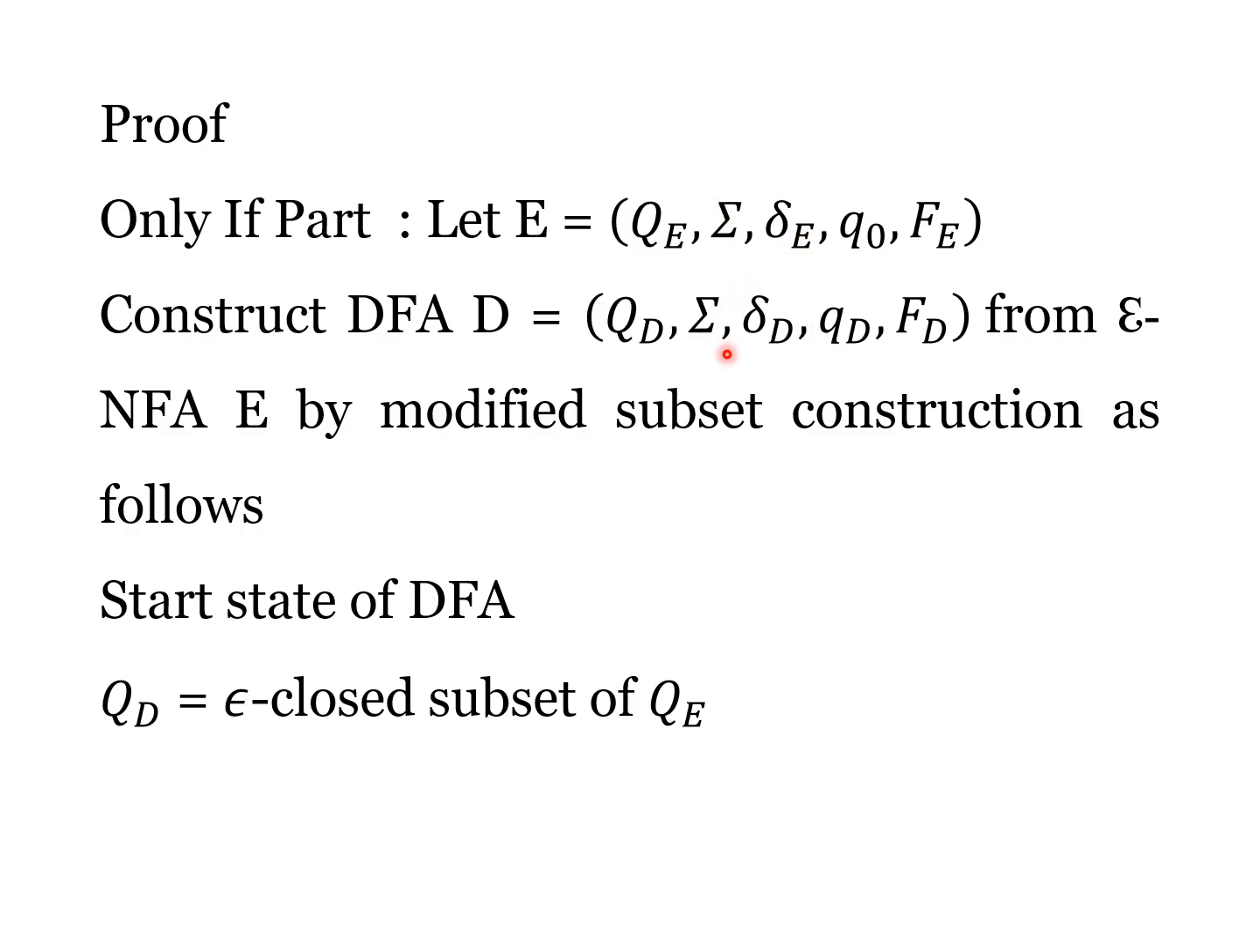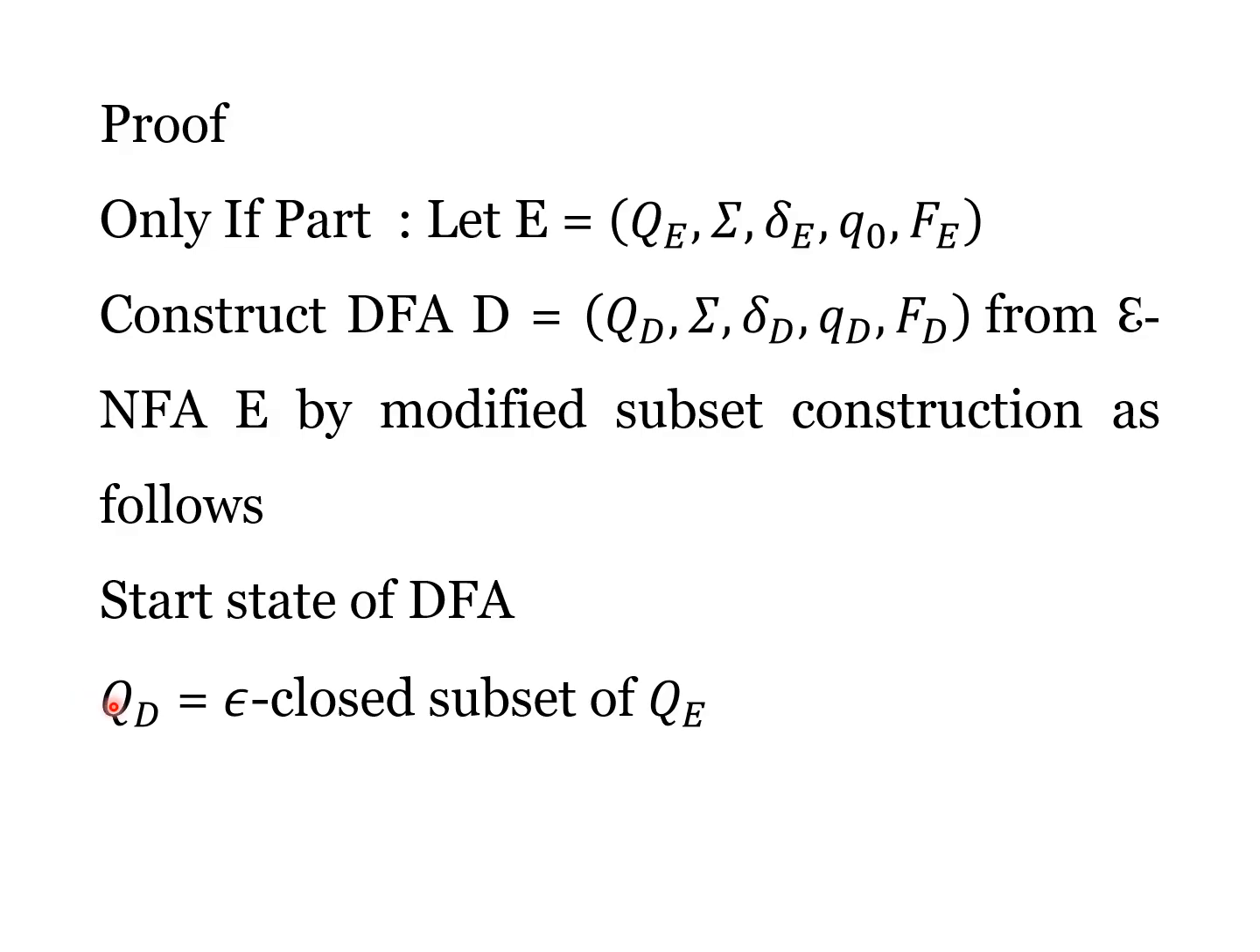And you want to find the transition for DFA from the transitions of epsilon NFA, the start state of the DFA from the start state of the epsilon NFA, and the final states of the DFA from the final states of the epsilon NFA. So how are we going to do this?